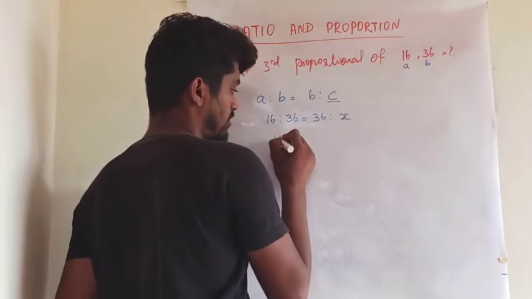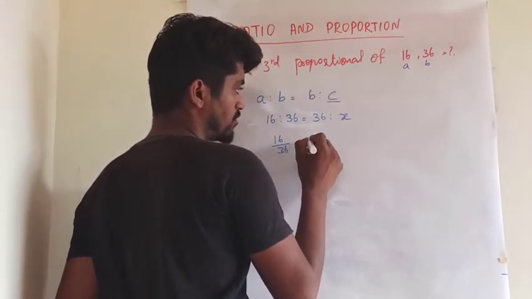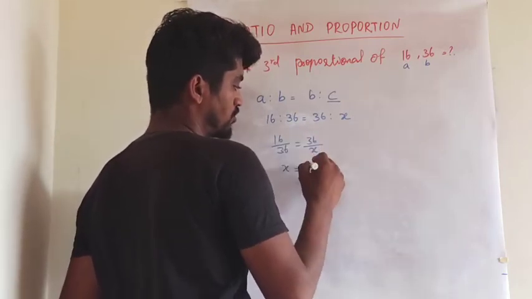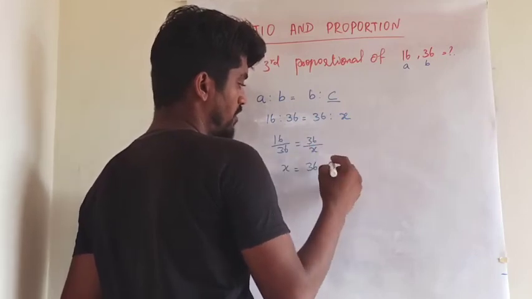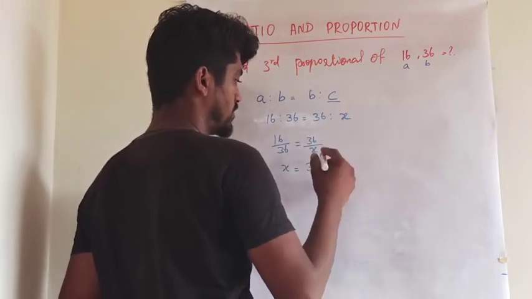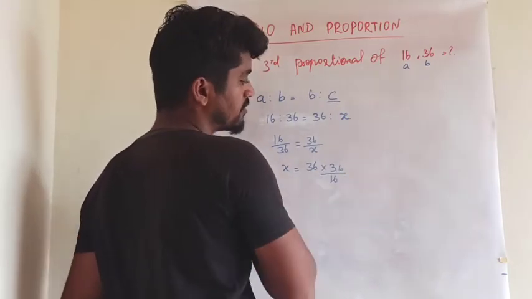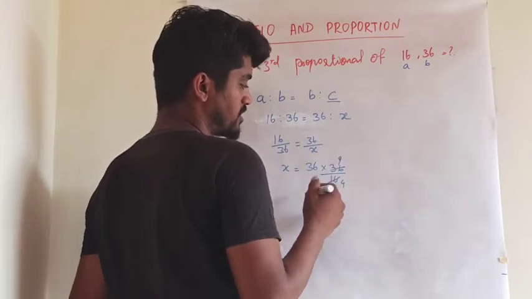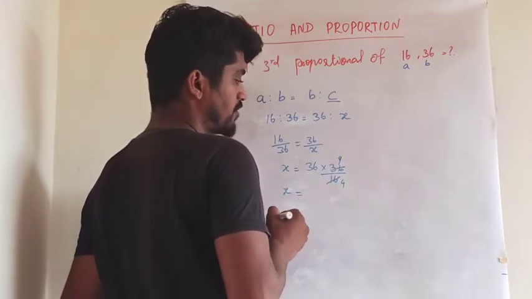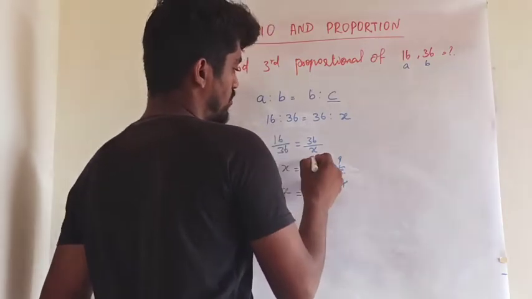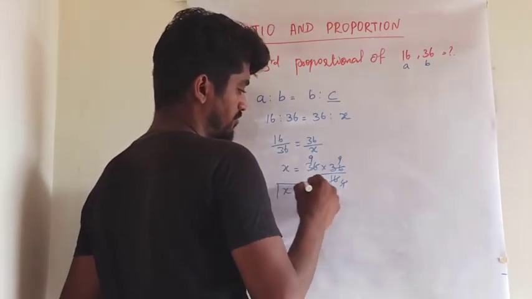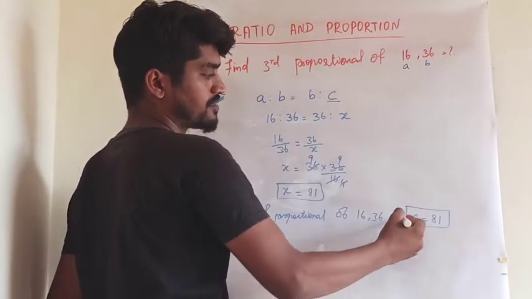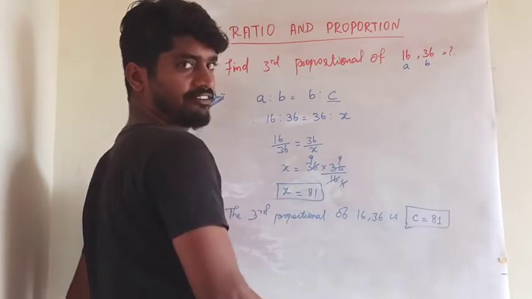So we can write 16 by 36 is equal to 36 by X. We have to find the X value. So 36 remains. It can be written as 36 divided by 16. 4 4s are 16, 9 4s are 36. So the X value is 81. So the third proportional of 16, 36 is C is equal to 81.